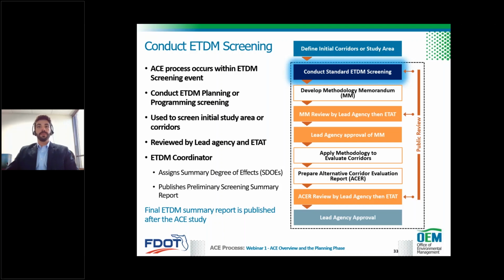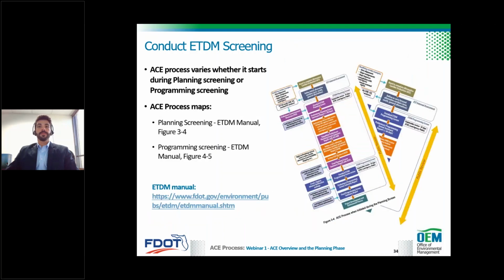As Ted mentioned earlier, but just to reiterate, the ETAT is composed of federal, state, and local agencies. For instance, Army Corps, Fish and Wildlife, Coast Guard, could be a water district. Feedback from the agencies is documented in a preliminary screening summary report. Now, there are some slight variations in the ACE process depending on whether a planning screen or an ETDM programming screen is to be conducted. The details are included in the ETDM manual, Chapter 3 for the planning screen and Chapter 4 for the programming screen. We've also included 2 handouts which show the ACE process in each of these screenings. As well, this will be covered in more detail in next week's webinar.